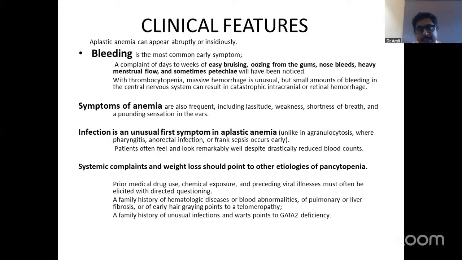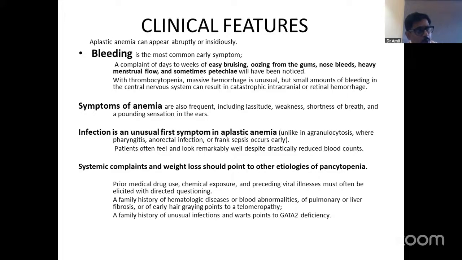Now, how does aplastic anemia present? Usually, the presentation is very innocuous. Patients may come with very vague symptoms, which can occur abruptly or insidiously. Interestingly, bleeding is one of the most common early symptoms. Patients may present with easy bruising, some petechiae on the hands, some bleeding from the nose, some bleeding from the gums, heavy menstrual bleeding presenting to the gynecologist, sometimes to the dermatologist with petechiae. These are very mild, innocuous presentations which often get unnoticed.